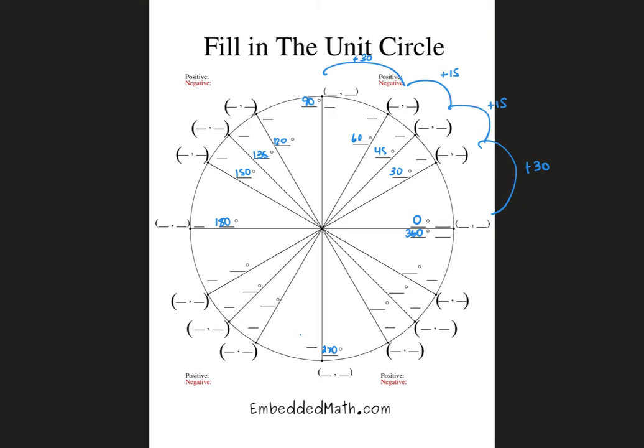I do it again. 180 plus 30, 210, plus 15, 225, plus 15, 240, plus 30, 270. And one last time, add 30, 300, add 15, 315, add 15, 330, add 30, and you're at 360. So 30, 15, 15, 30. And if you look at the gaps, the gaps on the 30s are bigger than the gaps on the 15s.